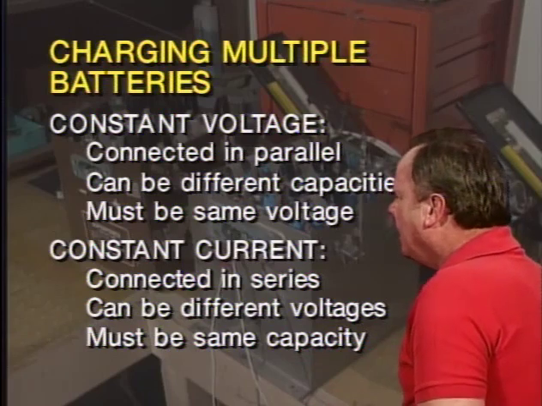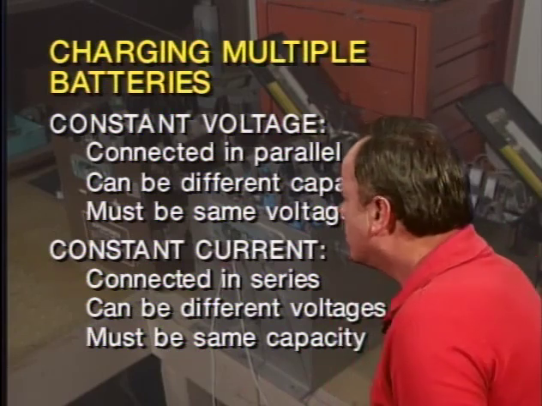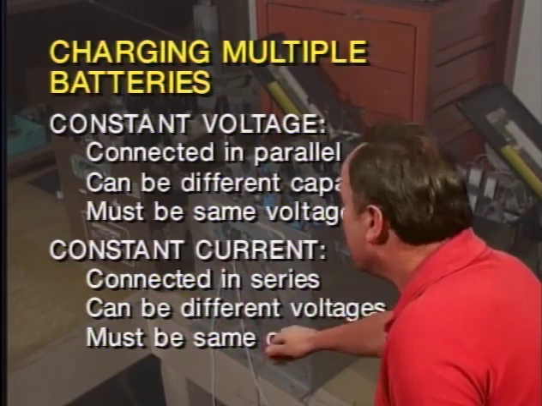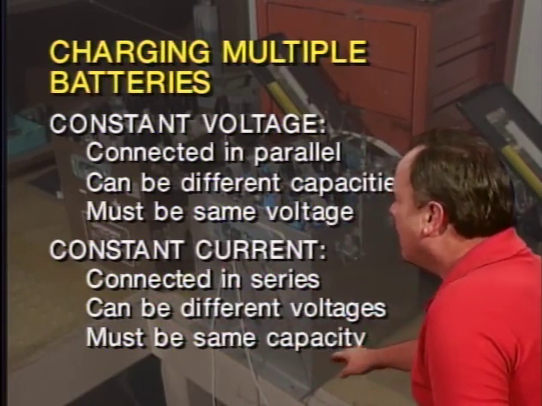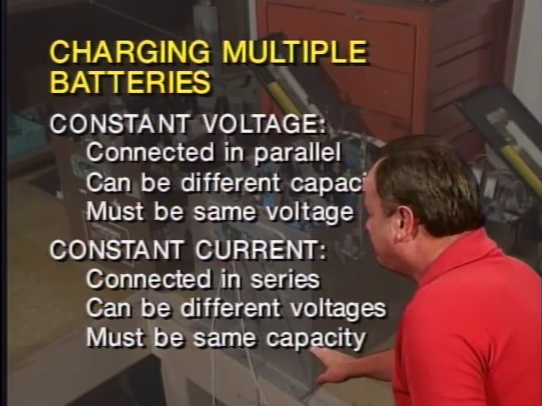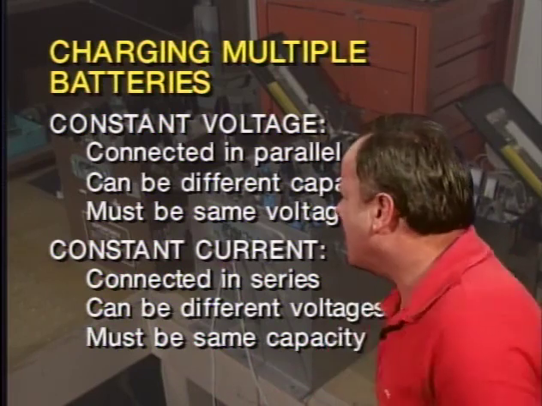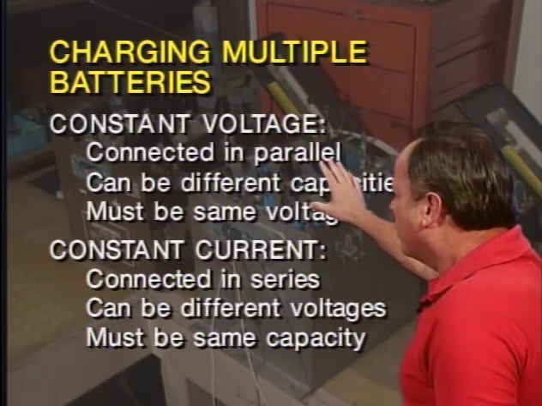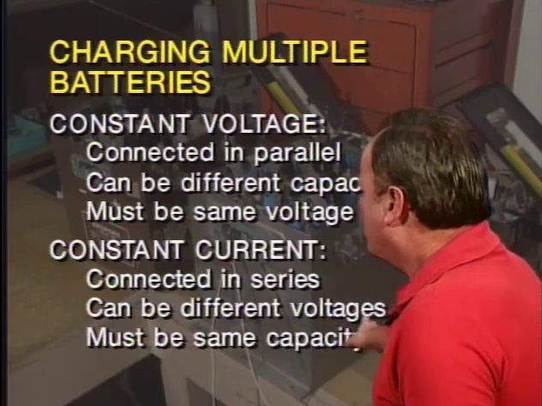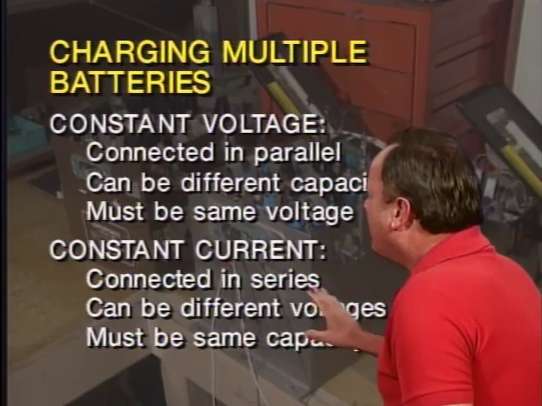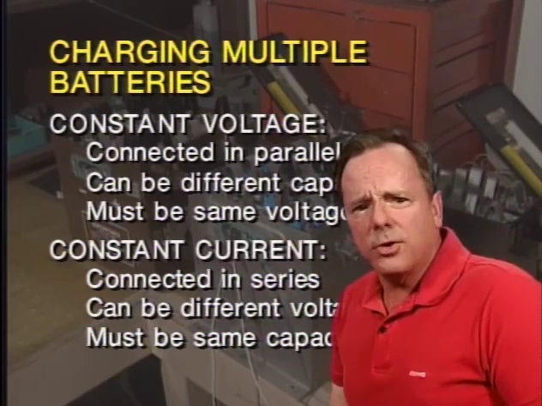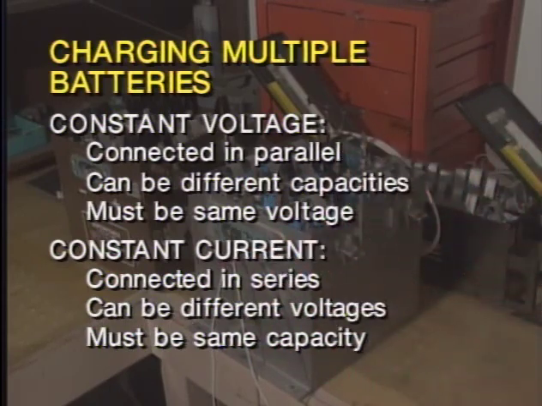On the other hand, if the batteries are of different voltages, you could use the constant current method. Then the batteries are connected in series, and they can be of different voltages, but they must be of the same capacity. So if you have them all of the same voltage, you'd probably want to use the constant voltage method. If they are of different voltages, then you could use the constant current method. But if they're of the same voltage and capacity, you can use either method of these two, and it's your choice. Let's take a look at the next question.